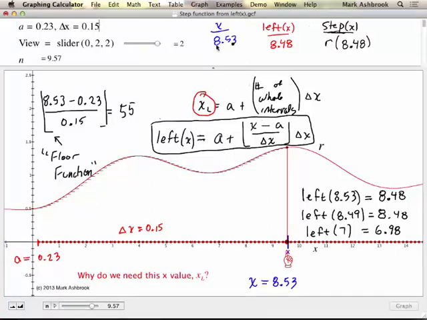So we've got this current value of x. We've got its left x value. We want the rate of that. What was the purpose of step x? Step x is the pretend rate function. I just introduced that. This is the new function we're building. And where did the 8.48 come from? What is 8.48? Left of? Not left x. In this case, left what? 8.53.